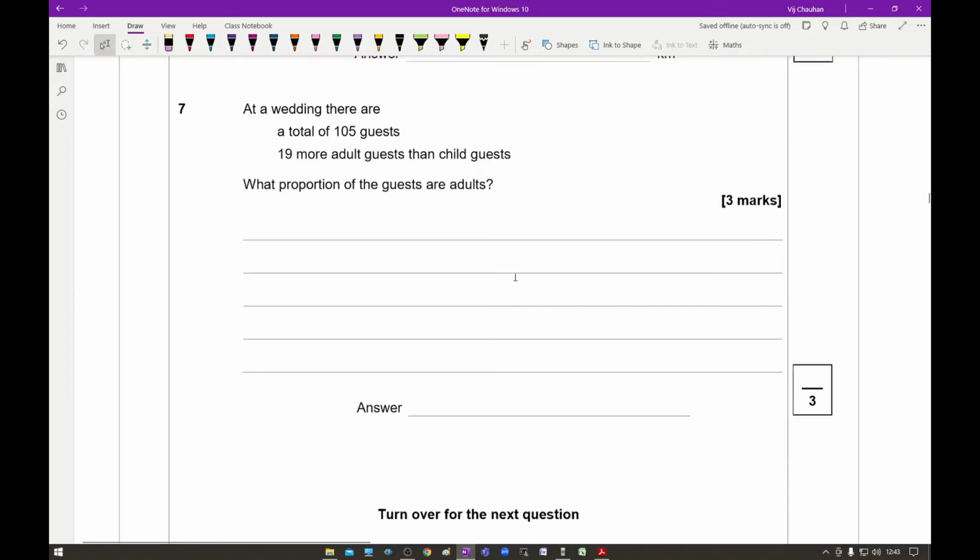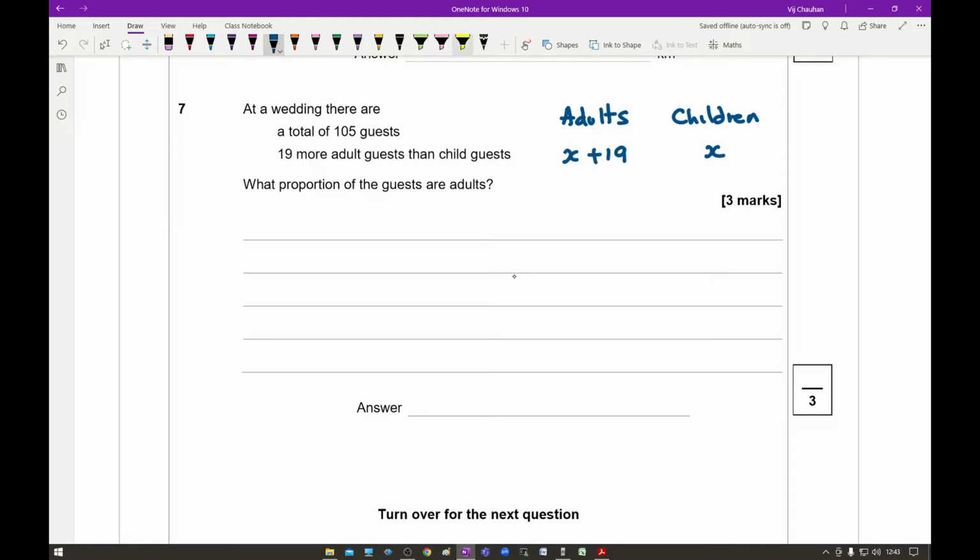Moving on to question 7, it says, at a wedding there are a total of 105 guests, 19 more adult guests than there are child guests. What proportion of the guests are adults? Now for this, it is important that we use a bit of algebra. So if I have a little heading of adults and children, here it says that there are 19 more adult guests than children. So if children are x, then the number of adults is going to be x plus 19.